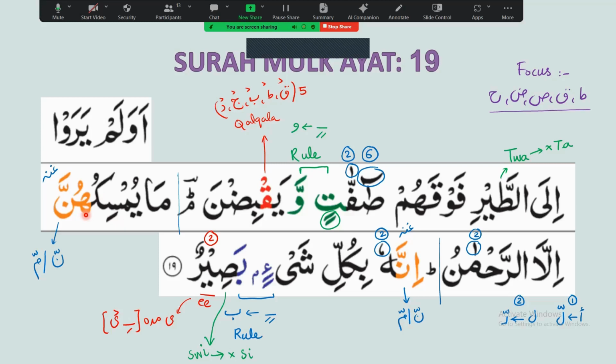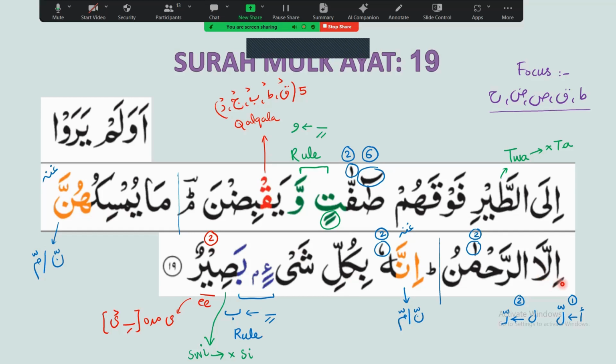There is a noon with a tashdeed here. So we will make ghunnah on this letter, and whenever there is a noon tashdeed or meem tashdeed, we do ghunnah, which means that we stay on the sound of this noon letter here or meem letter and make a nasal sound, and we say hunna. Ma yumsikuhunna illa ar-rahmanu, illa ar-rahmanu.